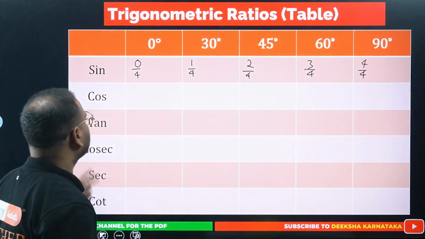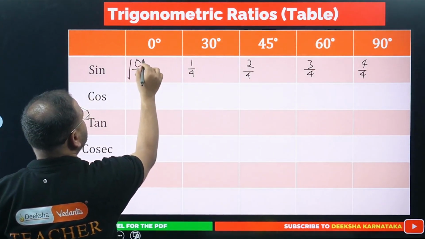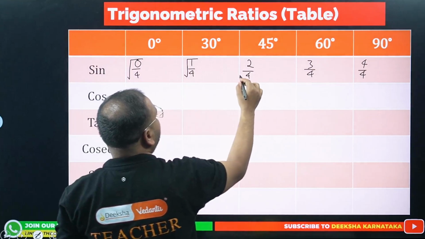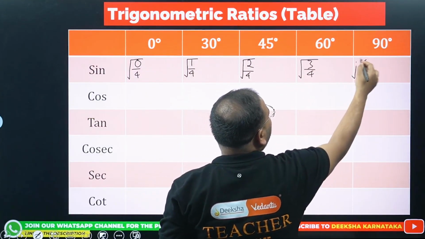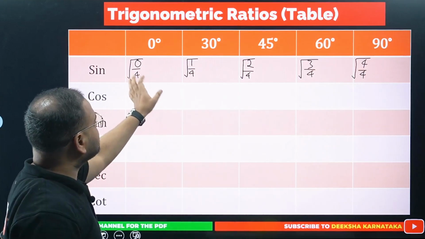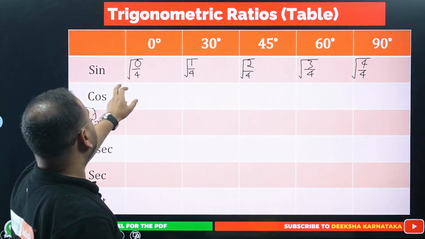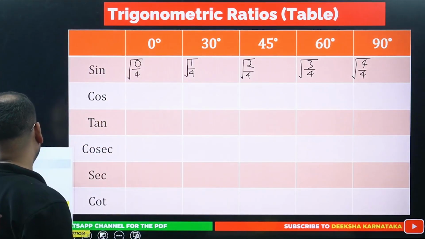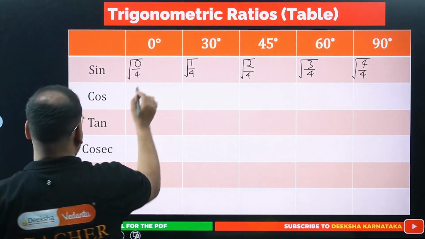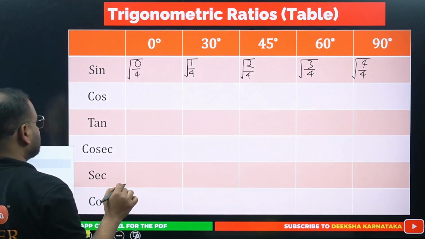Next, take root. The first step was we wrote 0, 1, 2, 3, 4. Next step, we divide everything by 4, and the last step is to take the square roots. Now check the answers.